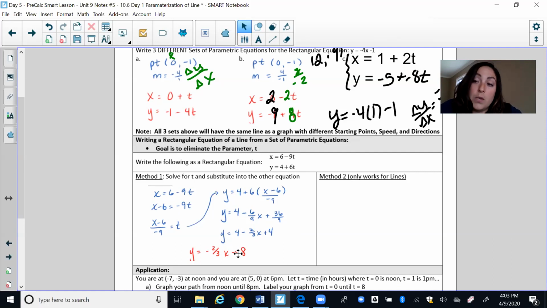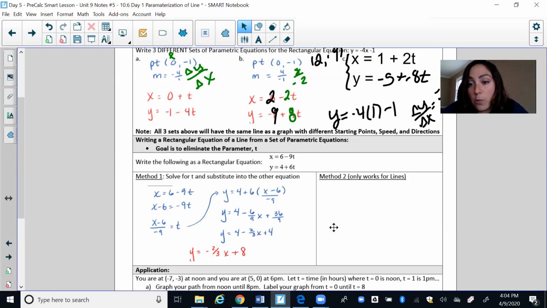That is the method that you will use most of the time because it works for any type of rectangular equation. You can go from linear, you can do a parabola, you can do any sort of conic with this method of eliminating t. Now the second method only works because it's a line, and if you know a point and you know your slope, then you can come up with an equation of a line.